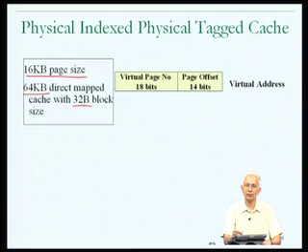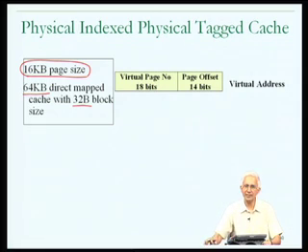How many bits are used for the page offset? That would be determined by the page size. So if the page size is 16 kilobytes, there would be 14 bits of page offset. 14 is log base 2 of 16k. The remaining 18 bits are the virtual page number.